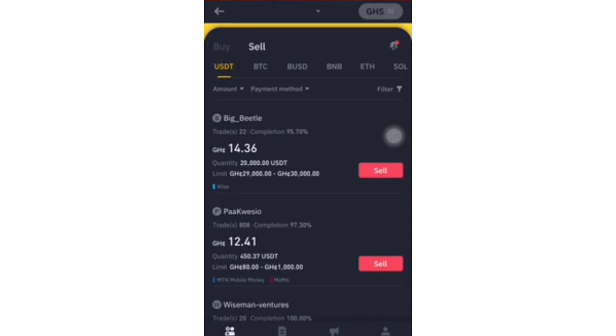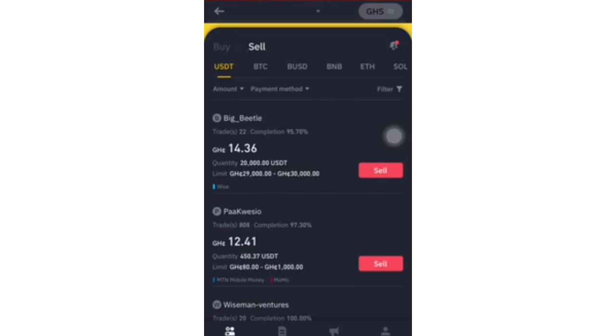So you can see this guy now. The sell means that this person wants to buy. He wants to buy 20,000 USDT. I see the quantity here. It means that he is ready to buy 20,000 USDT, right? So when you see down here, you see the limit, right? The limit states that the minimum transaction the person can do is 29,000 Ghana cedis, to 30. You see, right? So there are also limitations, from minimum to maximum.